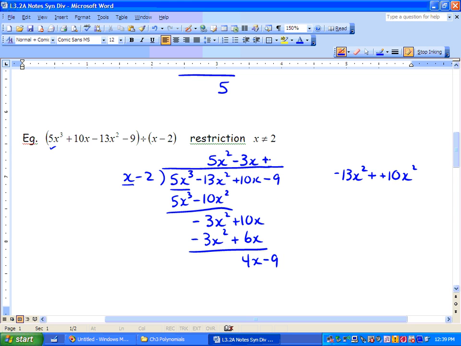X times 4 will give you 4x, so we will have the 4x minus 8, and again, be very careful with this. It is negative 9, I'm doing it off to the side here, negative 9 subtract negative 8 is like saying negative 9 plus 8, which gives you a remainder of negative 1. Alright, so this is quite a lengthy process here.